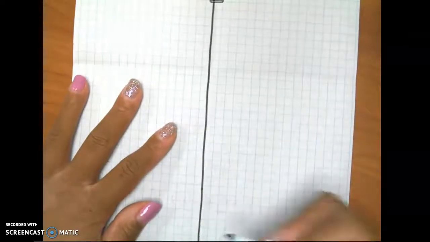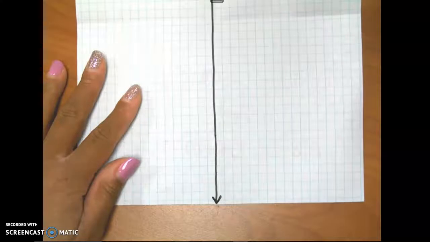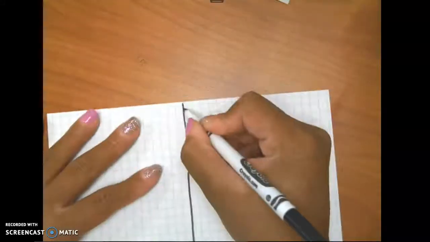Draw an arrow at the bottom because it goes on and on forever. And draw arrows at the top.